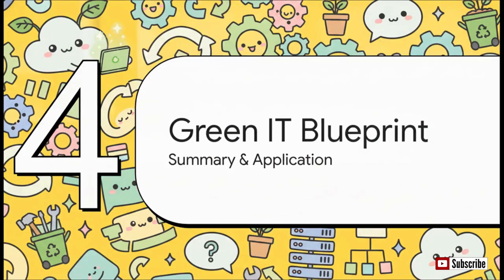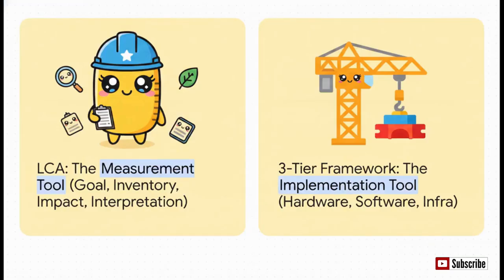Finally, Section 4, your Green IT Blueprint. So, let's summarize all of this. You are now fully equipped with two incredibly robust frameworks. You've got the lifecycle assessment as your strict measurement tool, guiding you through goal definition, inventory data collection, impact translation, and final interpretation. And you have the three-tier framework as your implementation tool, perfectly categorizing your actions across hardware, software, and infrastructure. Putting these together seamlessly moves you from abstract theory to actual physical architecture.